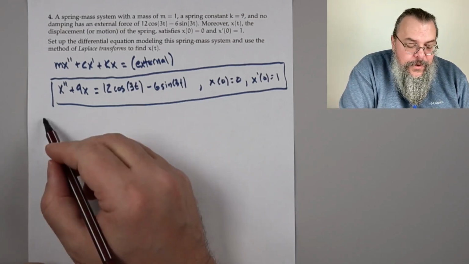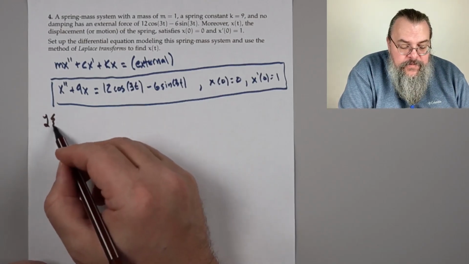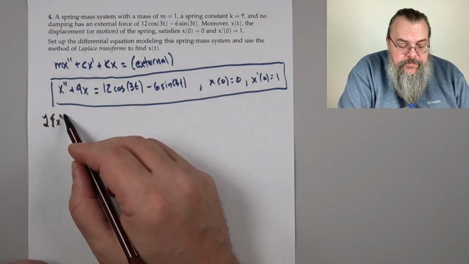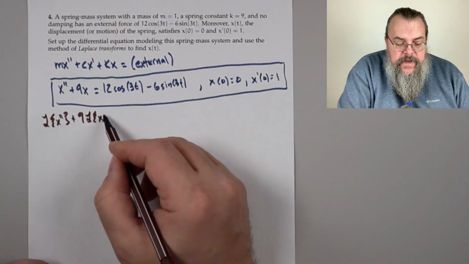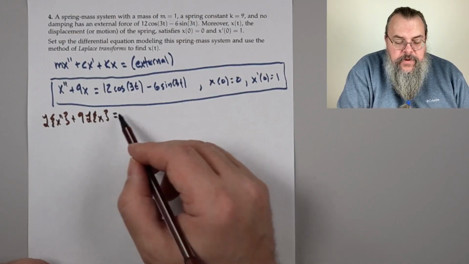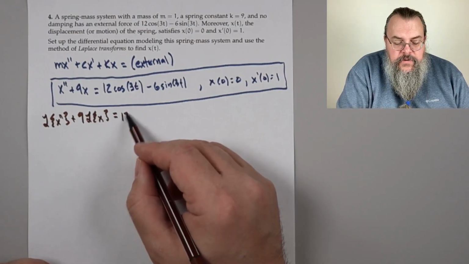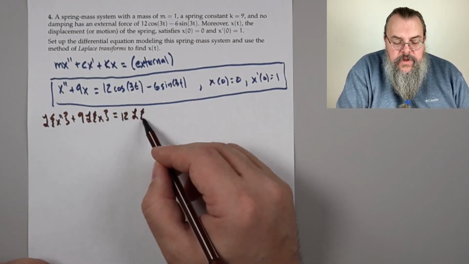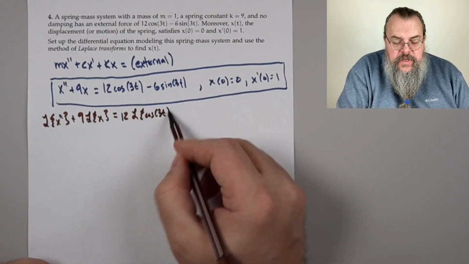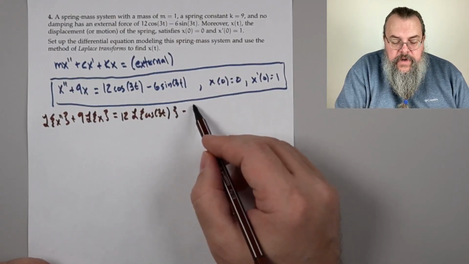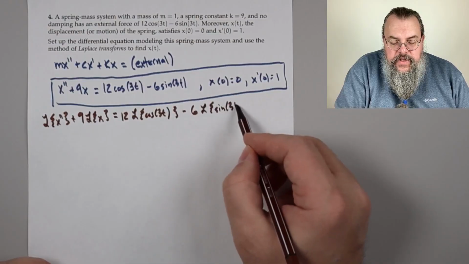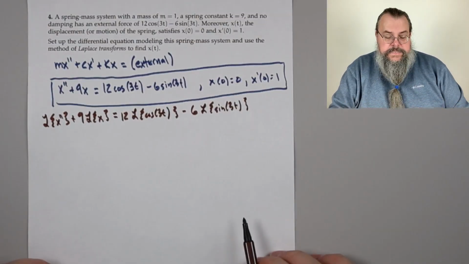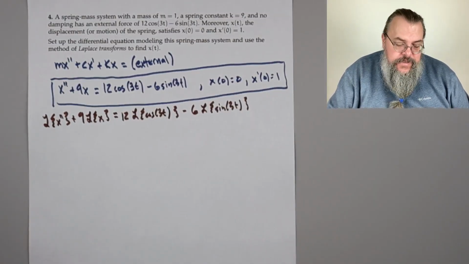Okay, so here we go, following instructions, because following instructions is one of our favorite things to do. We have the Laplace transform of x double prime plus 9 times the Laplace transform of x equals 12 times the Laplace transform of cosine 3t minus 6 times the Laplace transform of sine 3t. Whew. All right, well, let's see where this goes.